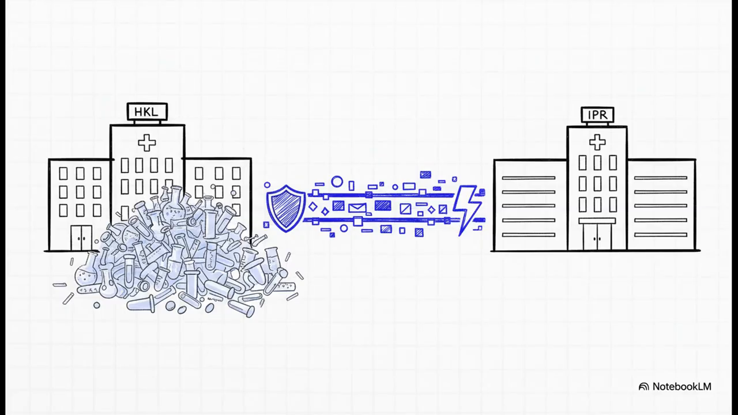So let's get into a real-world example to make this concrete. Here's the setup. We have one hospital, HKL, that's just swamped with lab work. Then you've got another one, IPR, that actually has some spare capacity. The big idea is to send some of those tests from HKL over to IPR. The question is, how on earth do you build that digital bridge between them so that it's not just reliable, but totally automatic and tracks every single sample without fail?